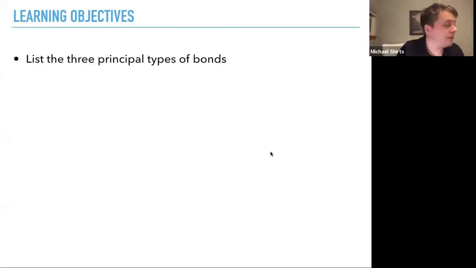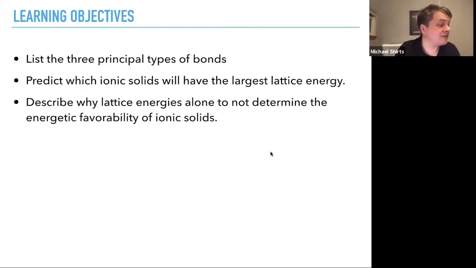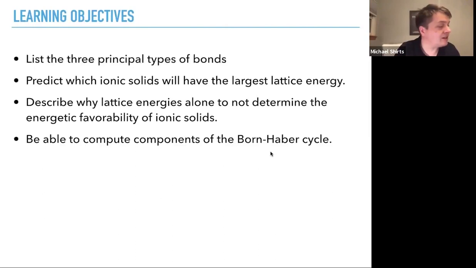So the learning objectives for this segment are going to be to list the three principal types of bonds and explain what they are, predict which ionic solids will have the largest lattice energy, describe why lattice energy alone is not sufficient to determine the energetic favorability of ionic solids, and be able to compute components of the Born-Haber cycle.